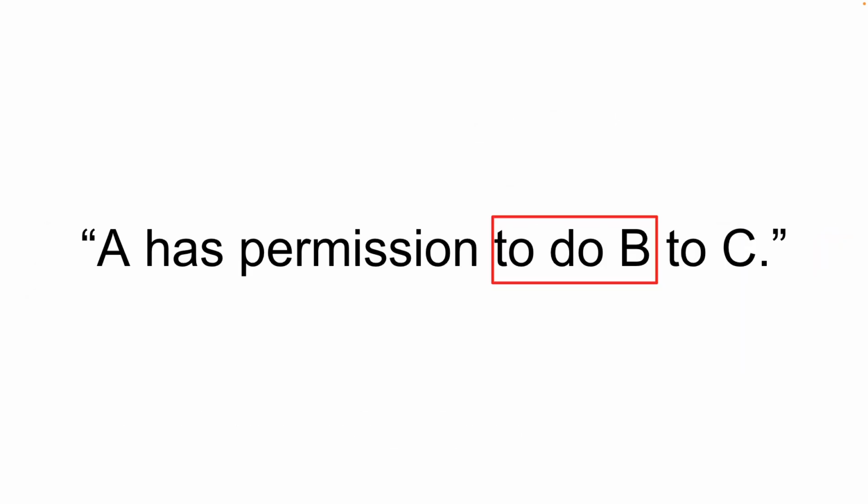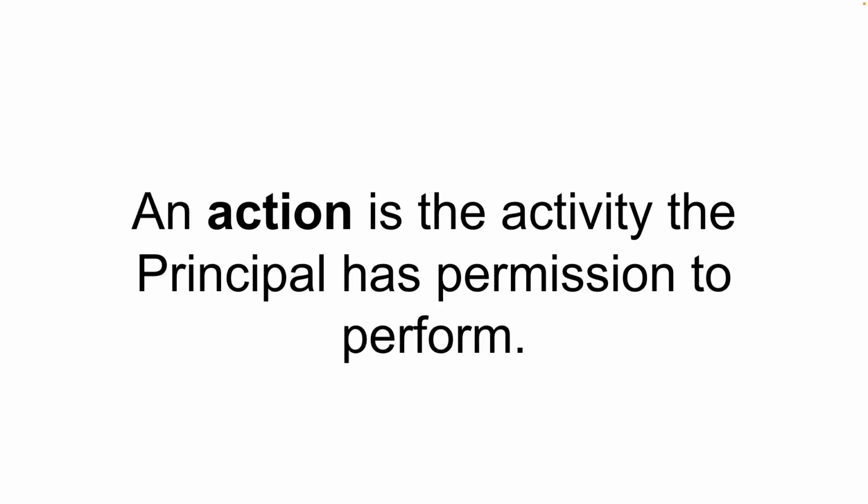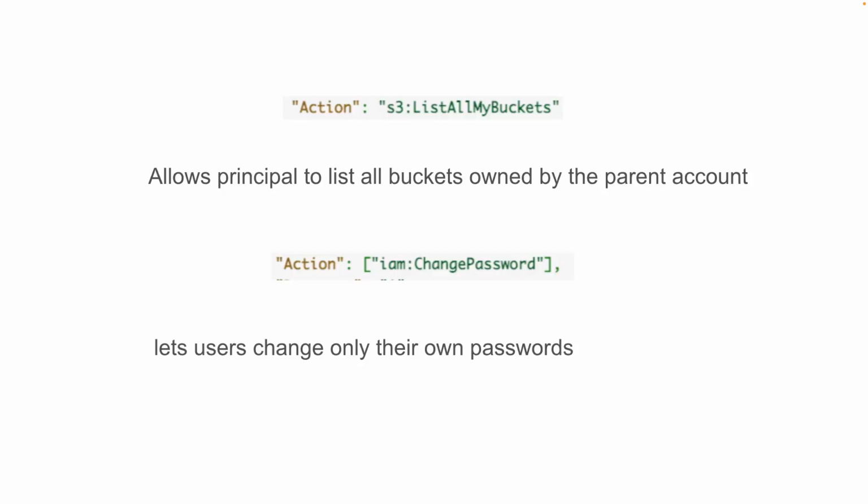In our policy statement, B represents the action. An action is the activity the principal has permission to perform. For example, the action list all my buckets allows the principal to list all buckets owned by the parent account. And the action IAM change password lets users change only their own passwords.